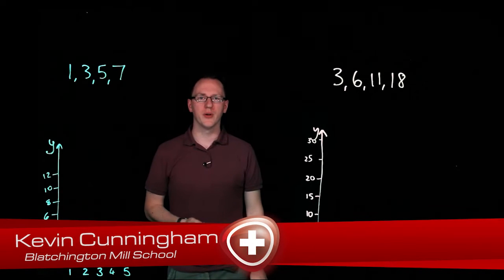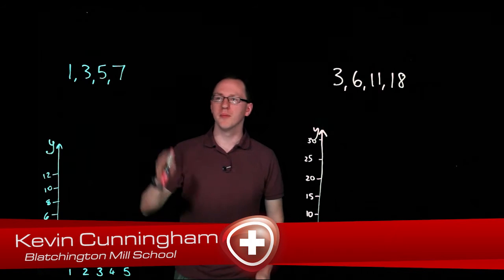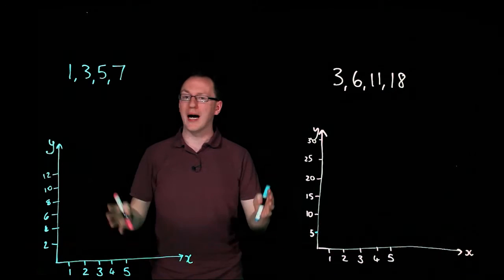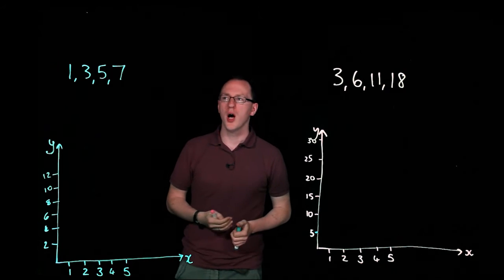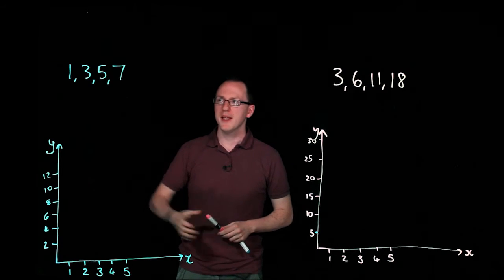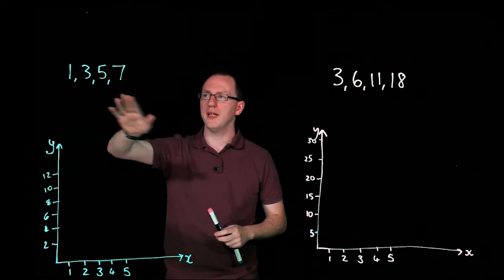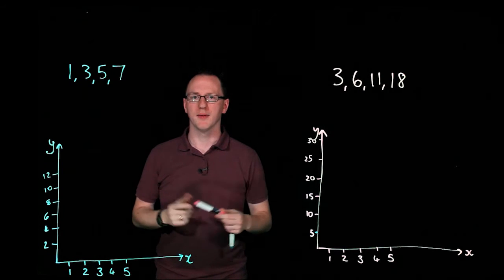So what is a quadratic? We're going to look at some sequences and graph them so that we can understand a bit more about what a quadratic is. This first sequence goes 1, 3, 5, 7 and 9. I'm going to plot it now.